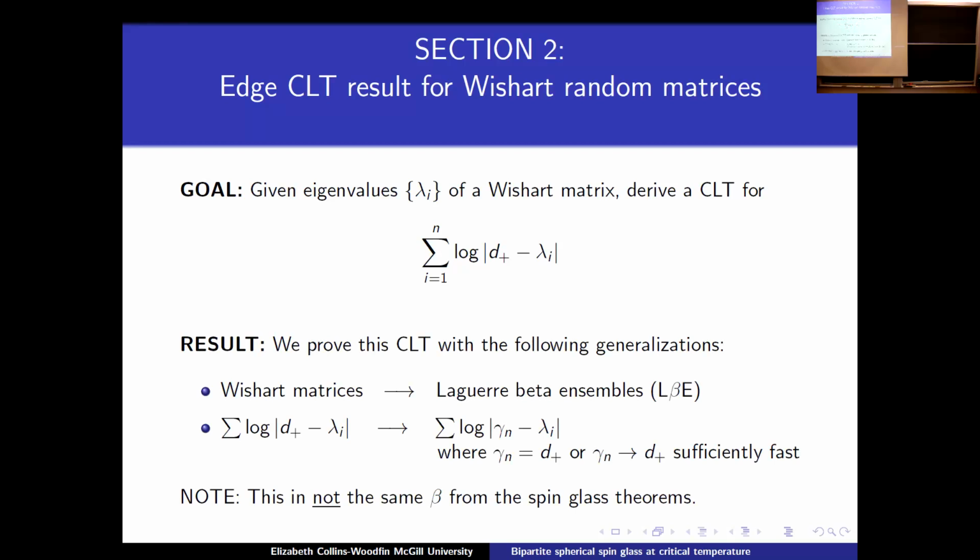Then in terms of the sum, rather than just doing this sum over log of D plus minus eigenvalue, we're doing log of gamma minus eigenvalue, where gamma is allowed to depend on n, provided that it approaches D plus sufficiently fast. And I'll give a little bit more detail about that. So it could be D plus or approaching D plus sufficiently fast.